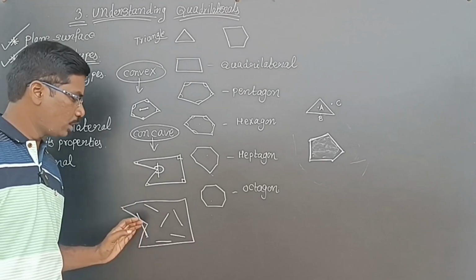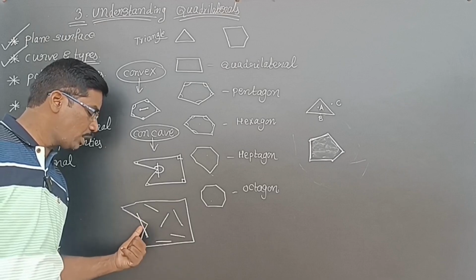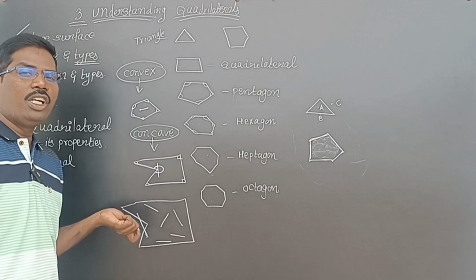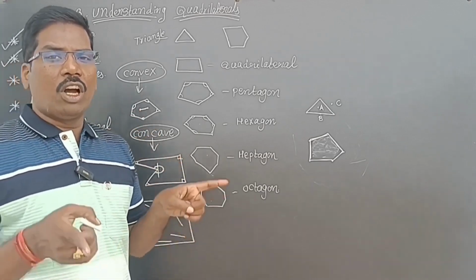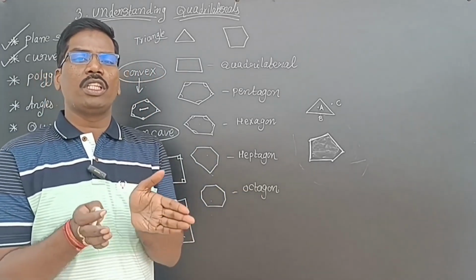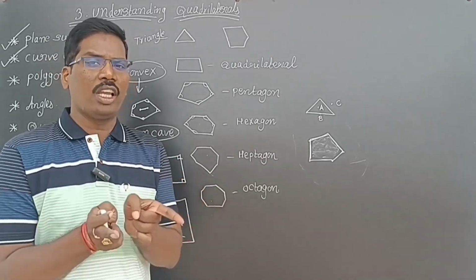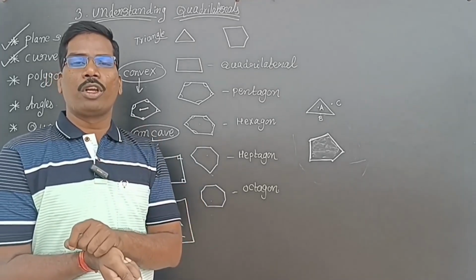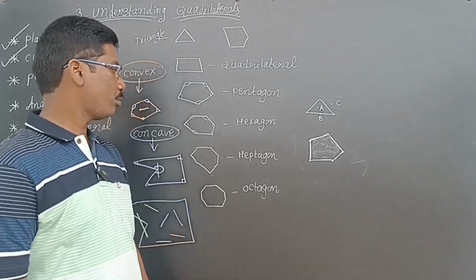So interior means what? Everything here is interior. This is not interior because the polygon boundary is like this. This is exterior. So another definition of a concave polygon is this: if you take any two points in the interior of the polygon and draw a line segment joining them, and that line segment does not lie in the interior of the polygon, that is called a concave polygon.